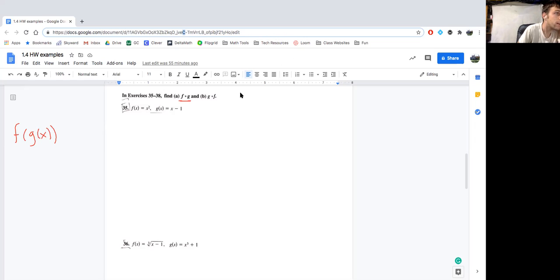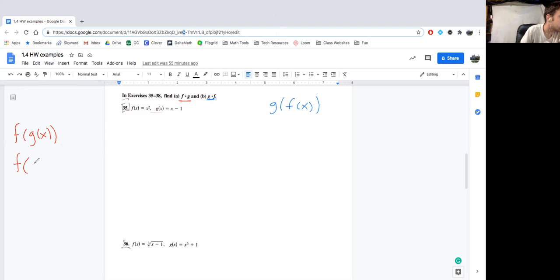And then for this other one, g of f of x, that is where I'm putting f of x inside of the function g. So I'm going to go ahead and do this one first. So I'm putting g of x on the inside.